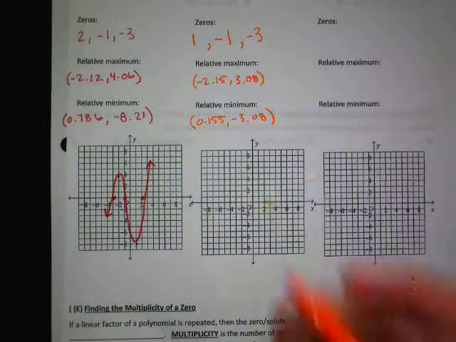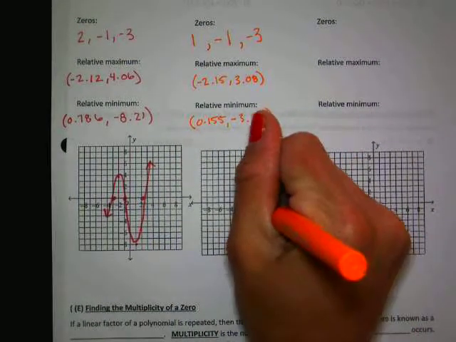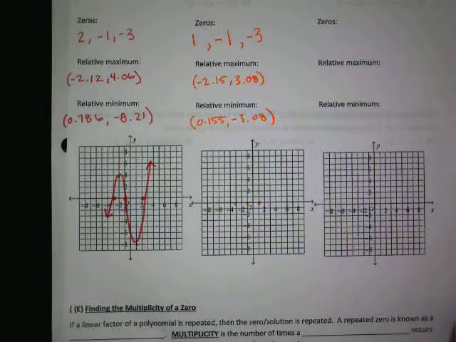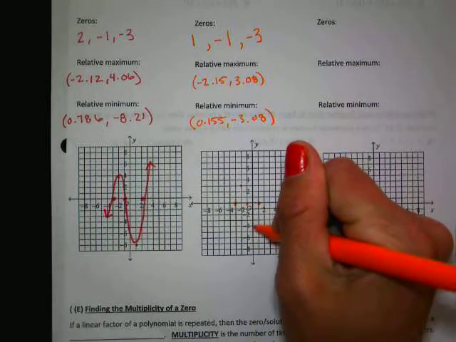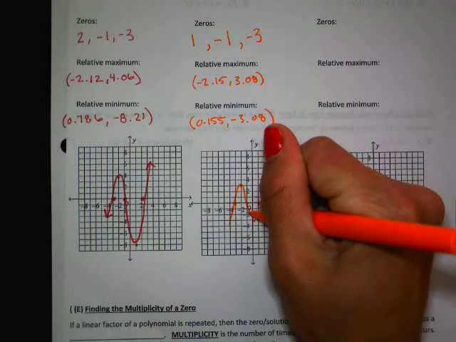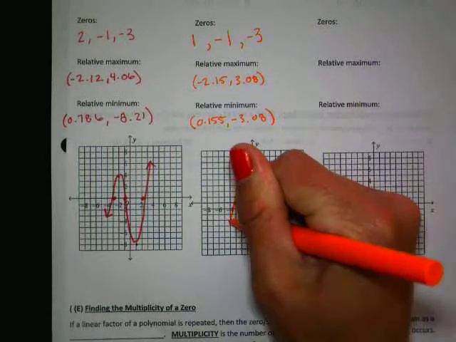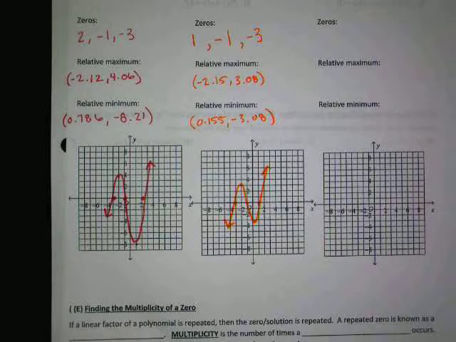All right, so on my graph down here, I know I'm crossing at 1, -1, and -3. And I'm going up to about 3 for my max and my min. Positive 3.08 for max and then -3.08 for min. And that's it.